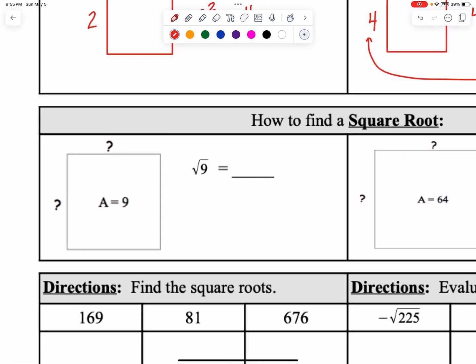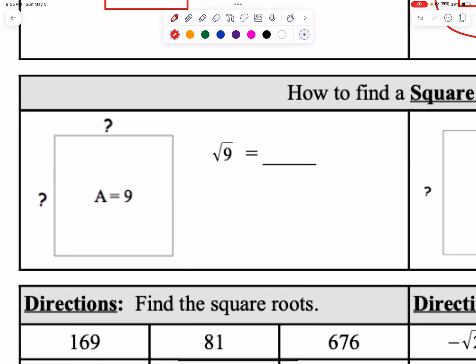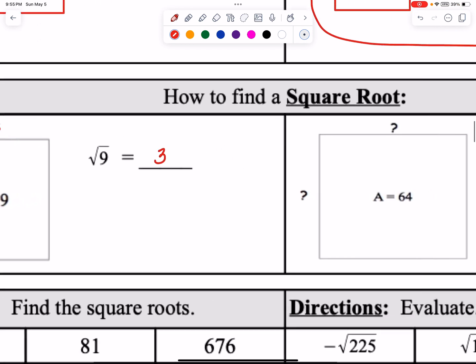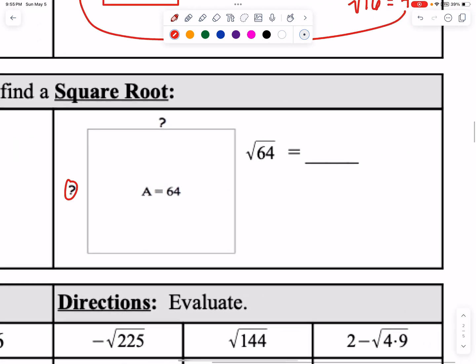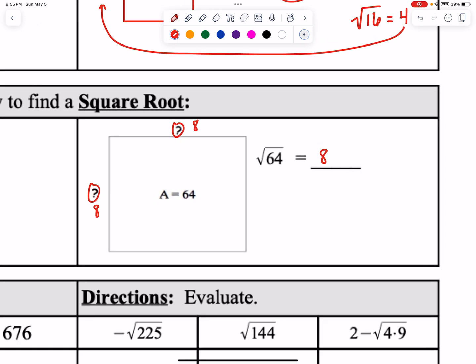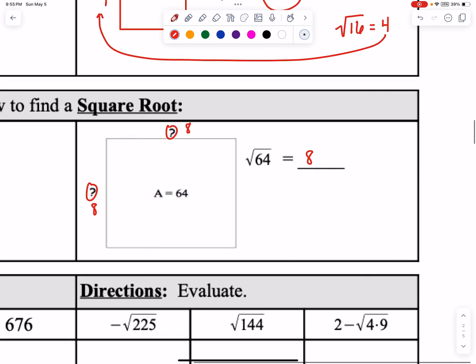All right, so let's go ahead and find the square root. So in our head, we want to think what times what equals 9. And so we say, well, 3 times 3 equals 9. So the square root of 9 is 3. What times what equals 64? Well, 8 times 8 equals 64. So that's the square root. You can also check by thinking 8 squared. Does that equal 64? Yes, 8 times 8.